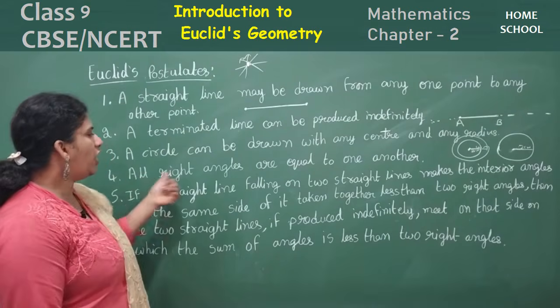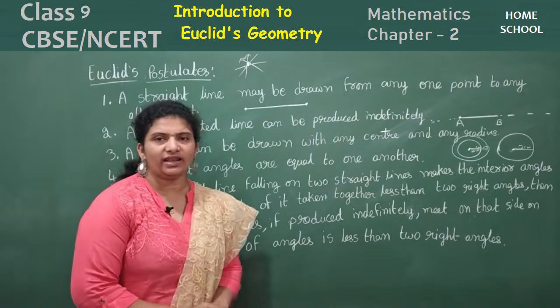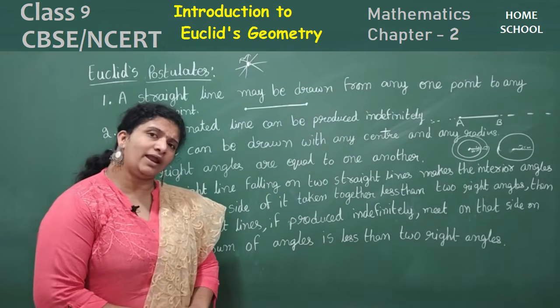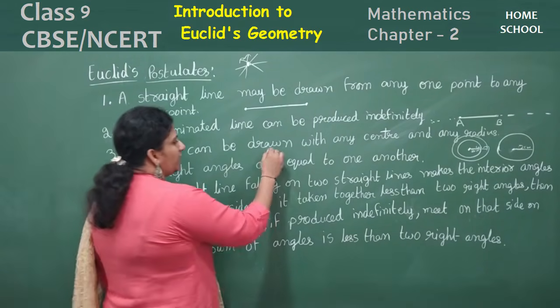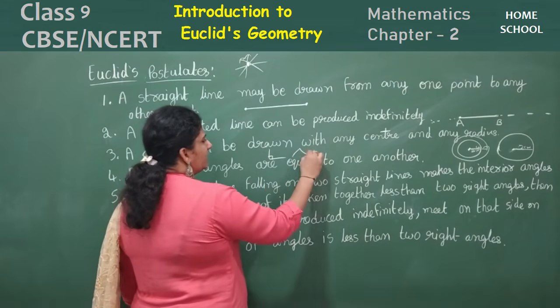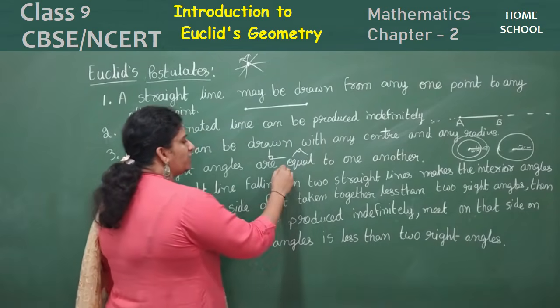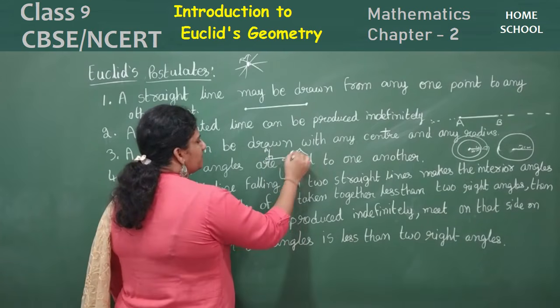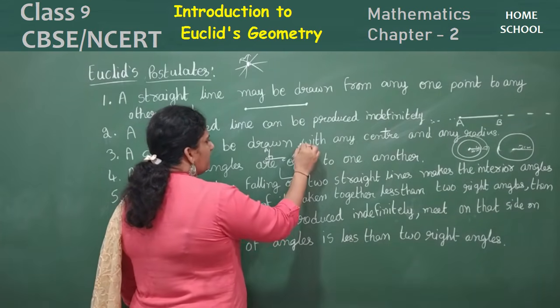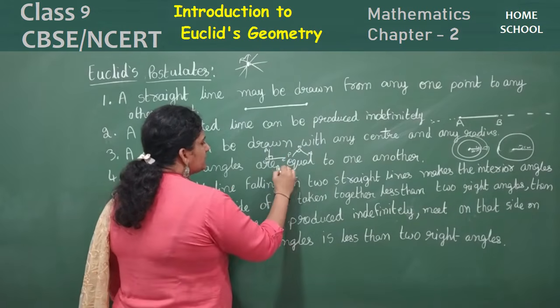So next, all right angles are equal to one another. How can all right angles be equal? So look here. Let me take one right angle and another right angle like this. If you try to overlap them, suppose this is ABC and this is MNP. So what happens here?